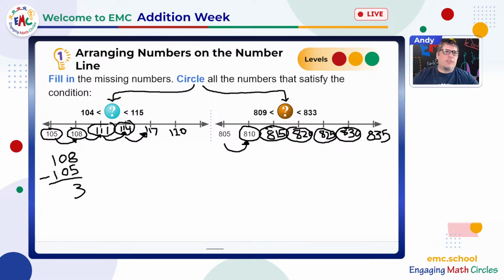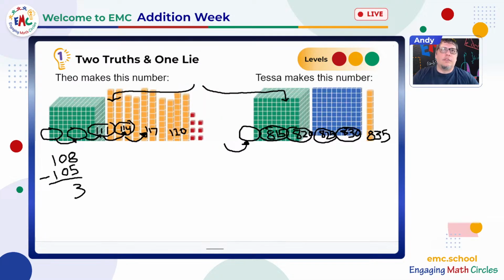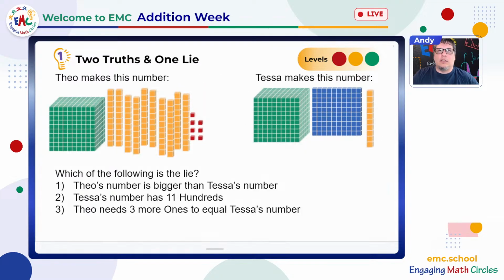Our next problem to solve is 2 truths and a lie. Theo makes this number. It looks really big. And Tessa makes another number. It looks a little smaller. But we'll have to find out. Which of the following is the lie?